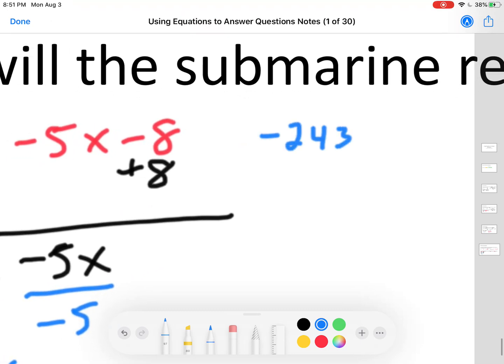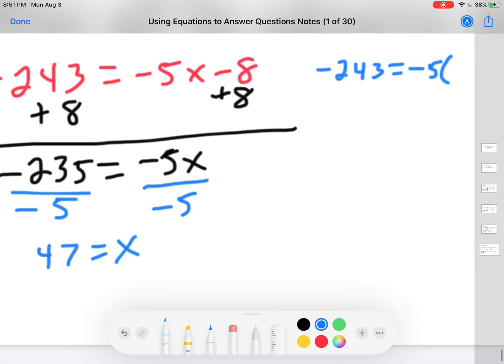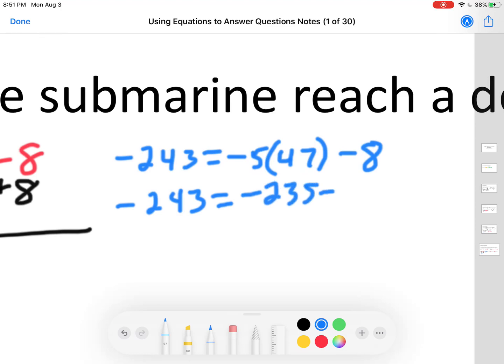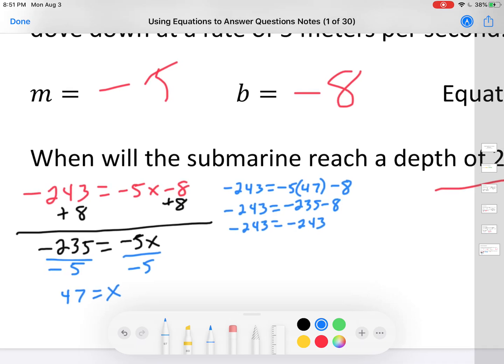So -243 equals -5 times what number? 47. That's what x should be. So 47 minus 8. -243 equals 5 times 40 is 200. 5 times 7 is 35. -235 minus 8. -243 equals, this goes down 235 and down another 8 is down 243 altogether. They are the same value, so therefore x equals 47 must be the solution.